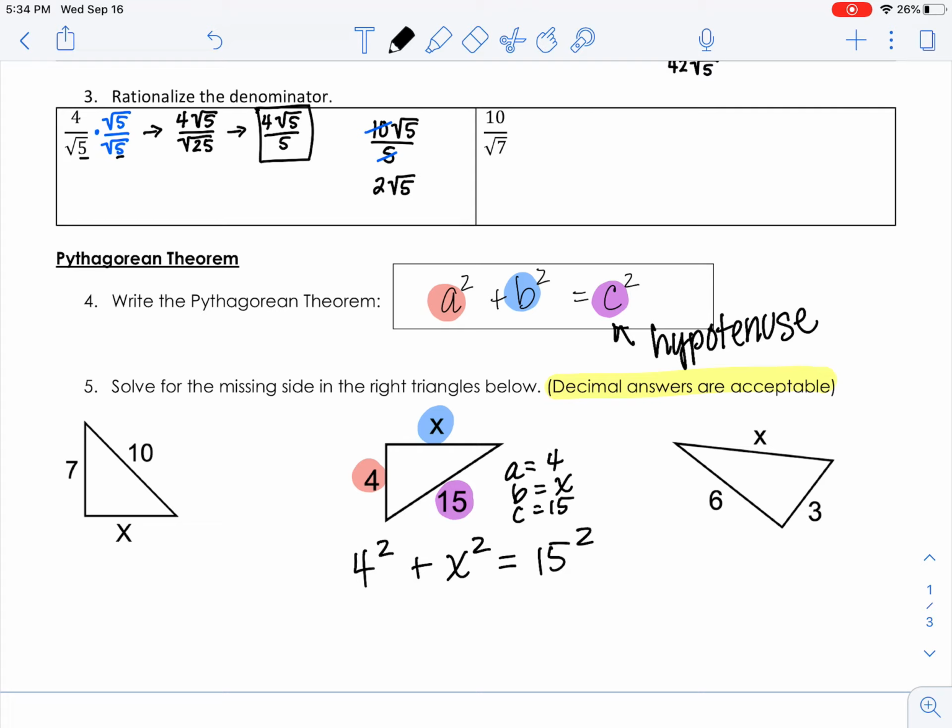So then, working on this equation, we would have 16 plus x squared equals 225. And then if we subtract 16 from both sides, we would get x squared is equal to 209. And decimal answers are acceptable, so you would go ahead and use your calculator for that one to get your answer. Hold on here, I lost my answer key.